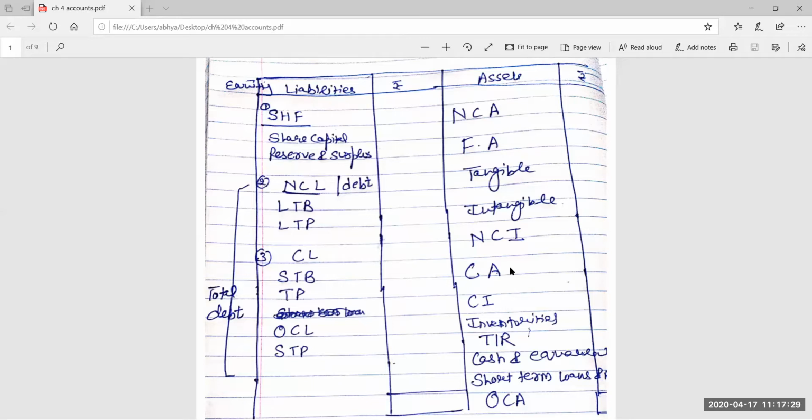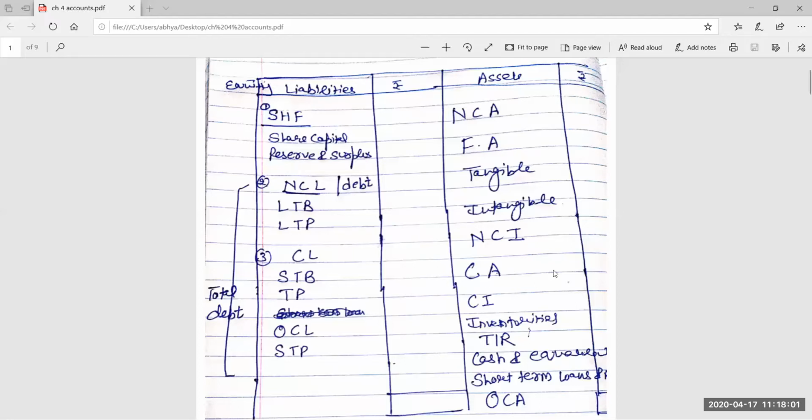Further, in non-current assets, we will be considering only two subheads, not all the 4-5 subheads. Here, two subheads will be considered: fixed assets, which are further divided into two parts, tangible and intangible, and then non-current investment. Other non-current assets will not be considered from the ratios point of view. Okay, non-current asset, two subheads: fixed asset and non-current investment.